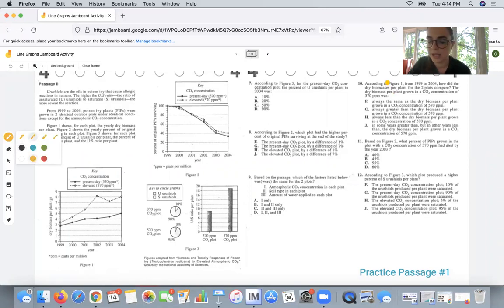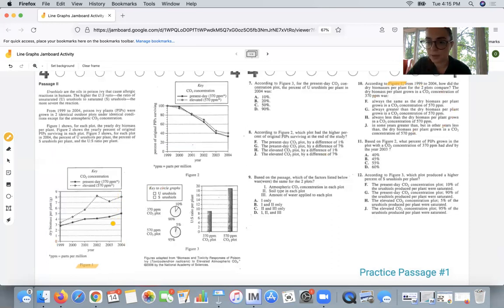Okay, number 10, according to figure 1, that's not a highlighter. According to figure 1, from 1999 to 2004, all right, let's look at figure 1, 1999 to 2004. So they're asking about the whole graph. How did the dry biomasses per plant for the 2 plots compare? Okay, so they're just asking, how did this biomass compare to this biomass? How did the 2 lines compare?